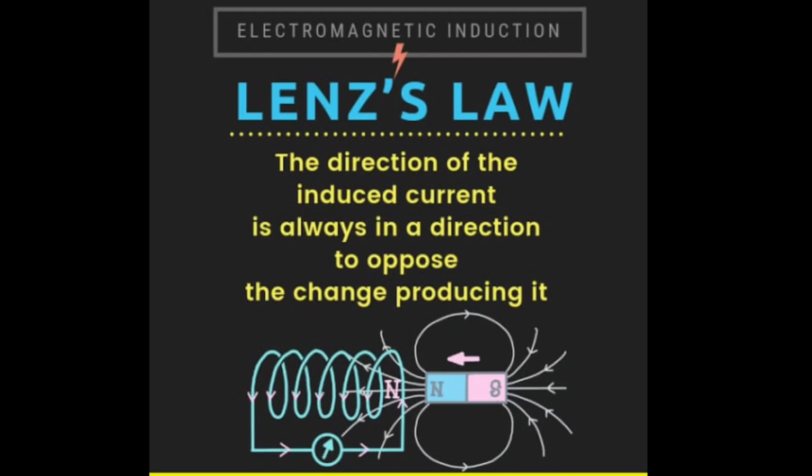Now we are going to understand Lenz's law. So firstly, what is the statement of Lenz's law? This law states that the polarity of induced EMF in a closed circuit or a coil is such that it opposes the cause which produces it.